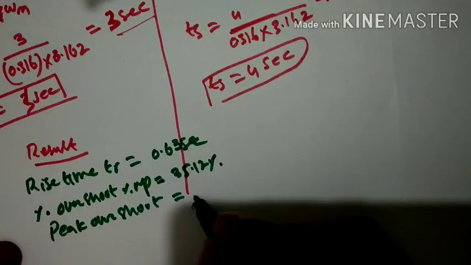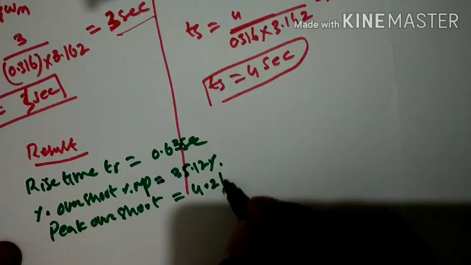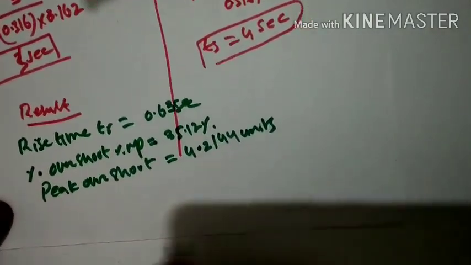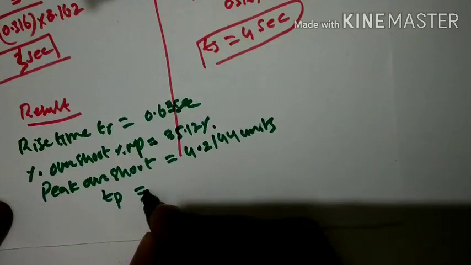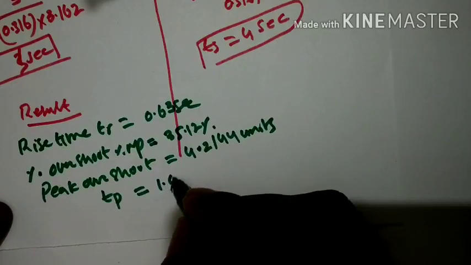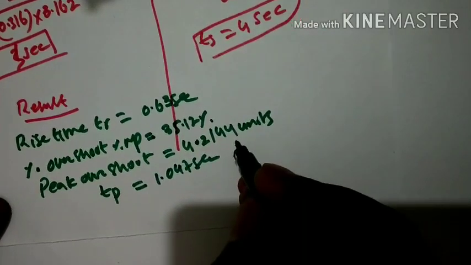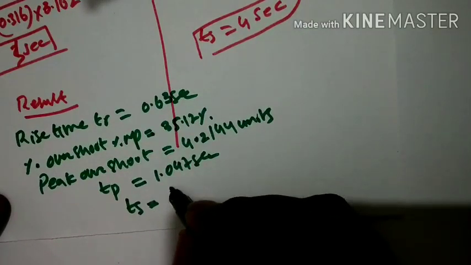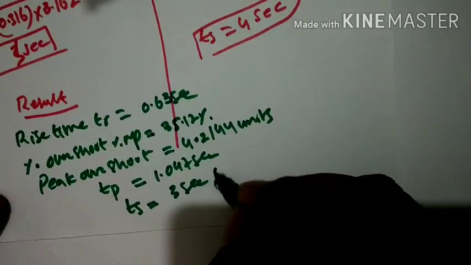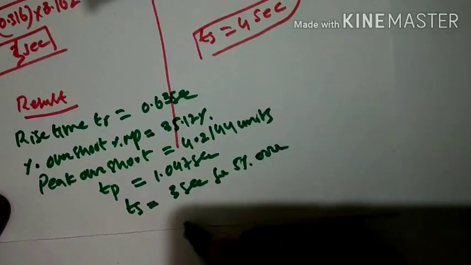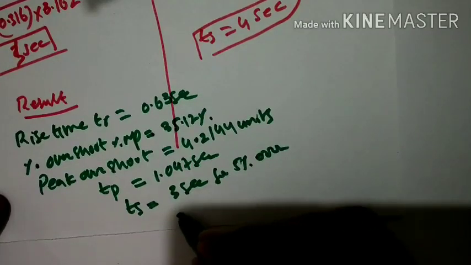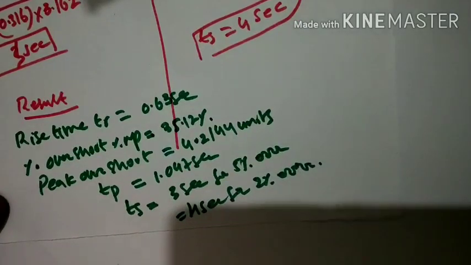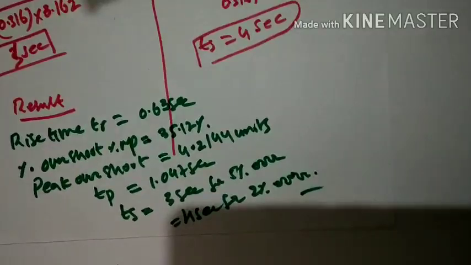Then peak overshoot, so we got 4.2144, okay, units. Next, peak time, Tp, so Tp you got 1.047 seconds. Next, settling time, that is Ts, you got 3 seconds for 5% error, and 4 seconds for 2% error. So this is the answer.